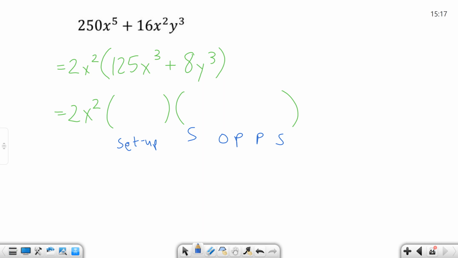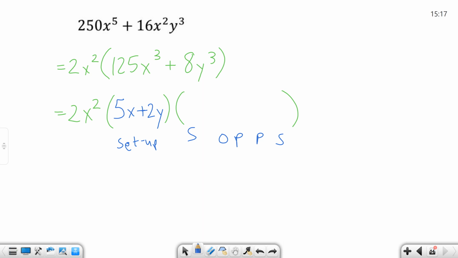Okay? So on my setup here, what is the cube root of 125? It's 5. And then x to the first power, bring down the plus. Always bring down the sign here, right? And then what is the cube root of 8? It's 2. And then y, take the 1/3 of the powers, or divide the power by 3. 3 divided by 3 is 1. So the setup is 5x plus 2y. But don't forget, you already took the 2x squared out front. It's got to stay there. It's part of your answer. It's okay that you brought it out as a GCF.